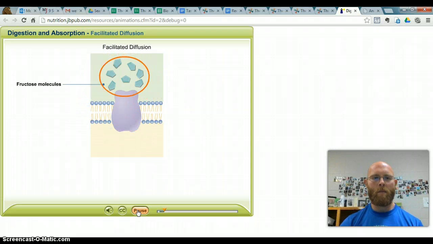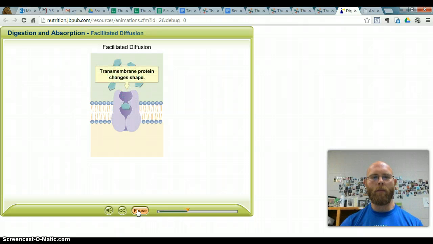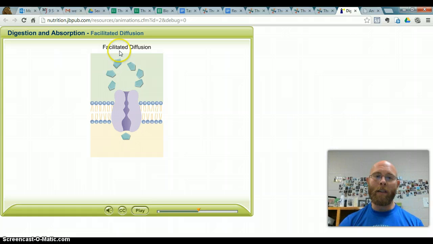Some substances, such as fructose molecules, need a little assistance to enter and exit cells. Proteins embedded in the cell membrane lightly bind to these substances and then change shape to allow the substance to move across the cell membrane. Okay, that's the difference between facilitated diffusion and passive diffusion using a channel protein. Channel proteins just act like tubes or tunnels that allow things to move through. They don't undergo what's called a conformational change. A conformational change means they actually mold to the molecule that's coming in, and then they change shape to release it on the other side.